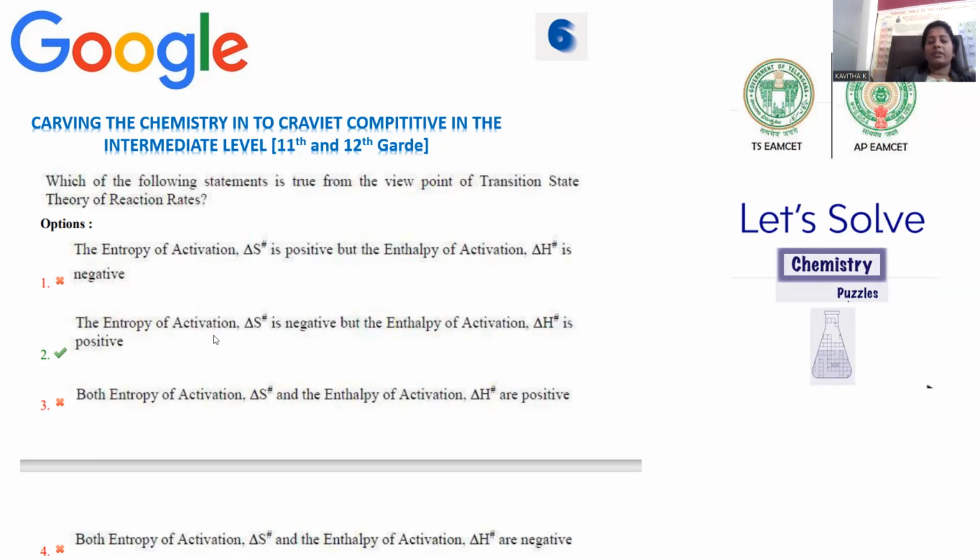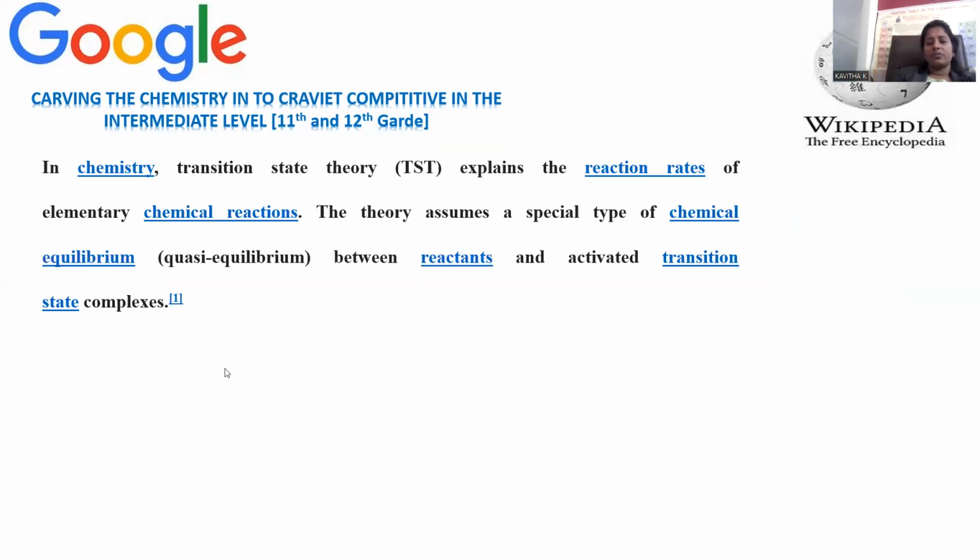Entropy of activation, what will be the sign convention for that, and the enthalpy of activation sign convention is required to be mentioned. In order to answer that, first of all we have to see what transition state theory is and what it explains. In chemistry, transition state theory explains reaction rates of elementary chemical reactions. In what way, with what velocity reactions are progressing, that kind of progress of the reaction in a chemical entity is explained by the transition state theory.